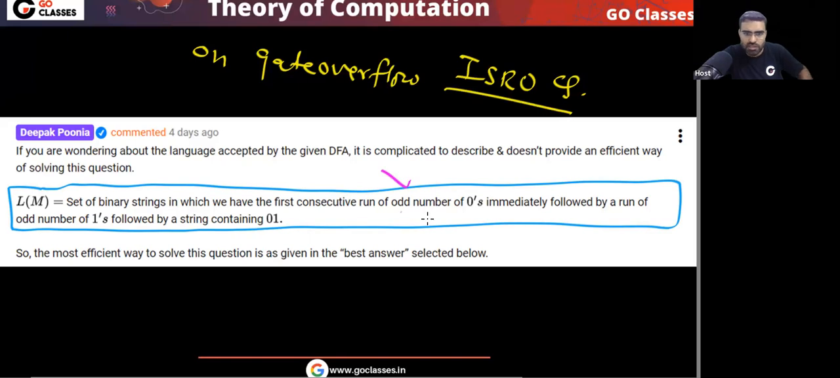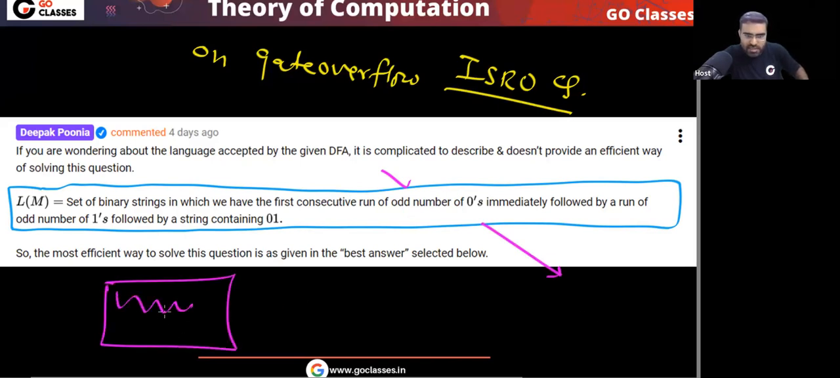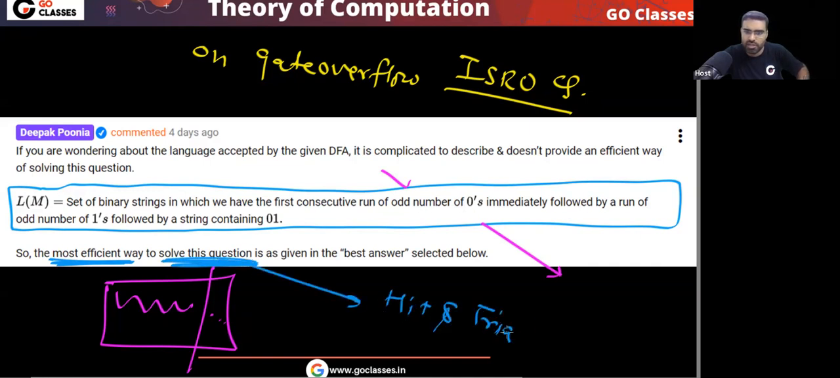But the point is, finding this language will take a lot of time. Let's assume you are in the exam. First, you find the language, it will take a lot of time, and then you will solve the question. So ultimately it will take a lot of time. So the most efficient way to solve this question is hit and trial. Is this point clear? So for this type of question, the best way is hit and trial.